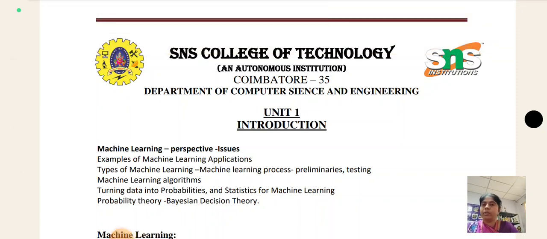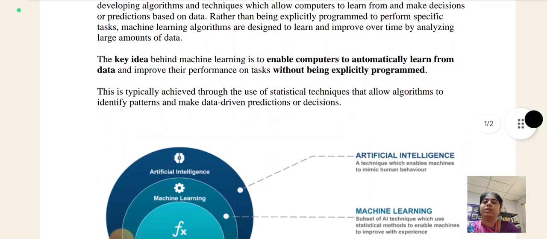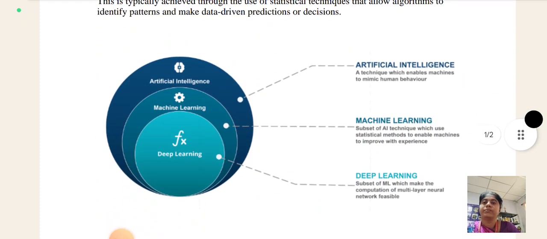These are the syllabus for Unit 1. In this video we are going to see about machine learning introduction and its definition, what the purpose of it is, and the perspective and issues in machine learning. So first we will know what machine learning is.